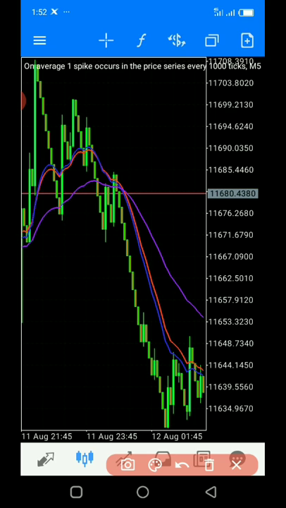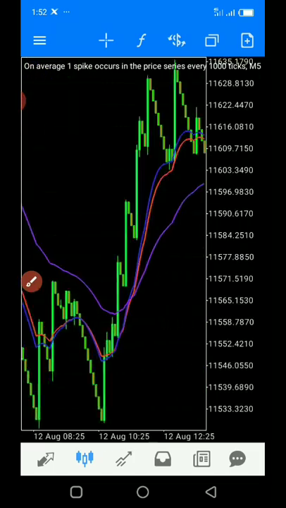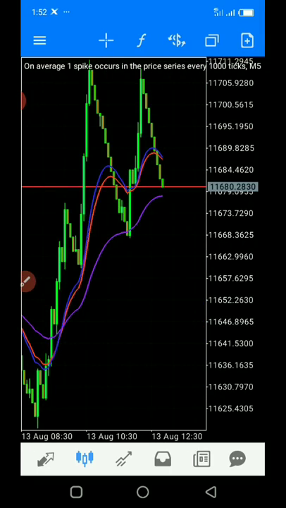Having said that, let us now talk about our entry point. Where do we enter the market? When or where do we enter the market?